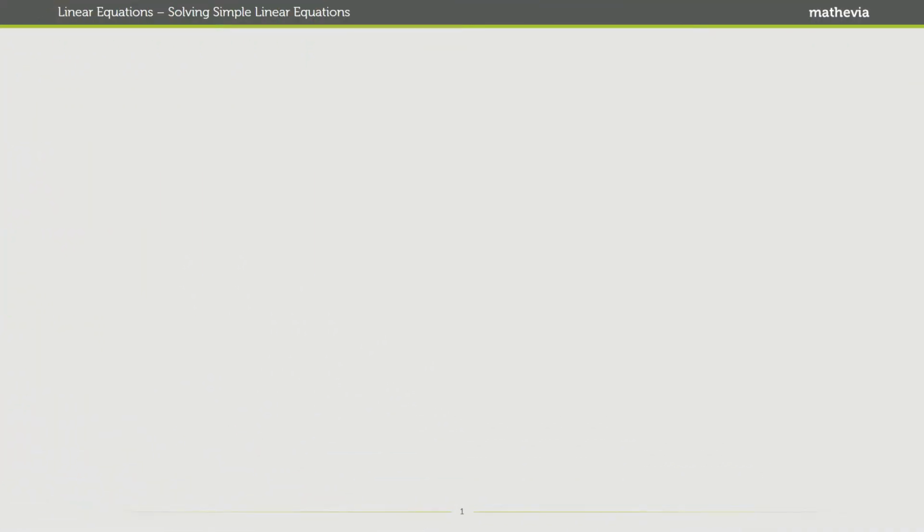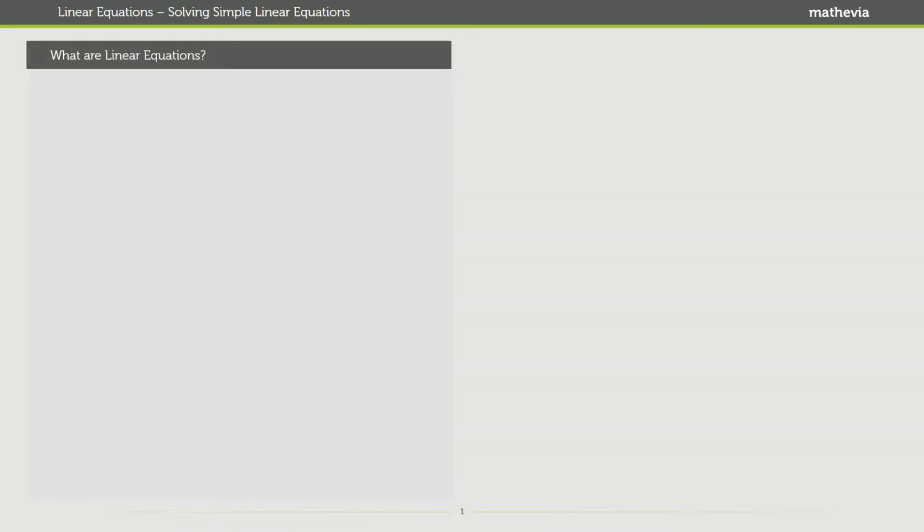So, linear equations: solving simple linear equations. Now, what exactly are linear equations? Linear equations are algebraic equations that contain a single variable of the first order. Let's understand that. A single variable. A variable is something that isn't constant, something that isn't defined. A variable is something that can change.